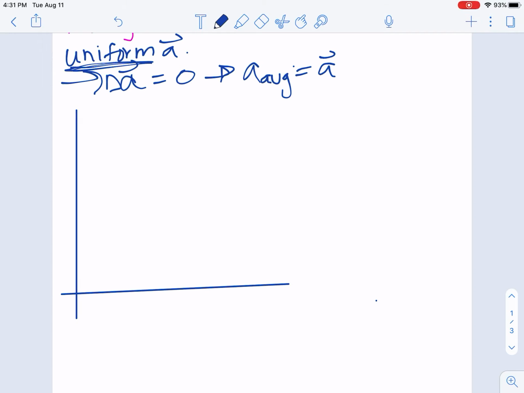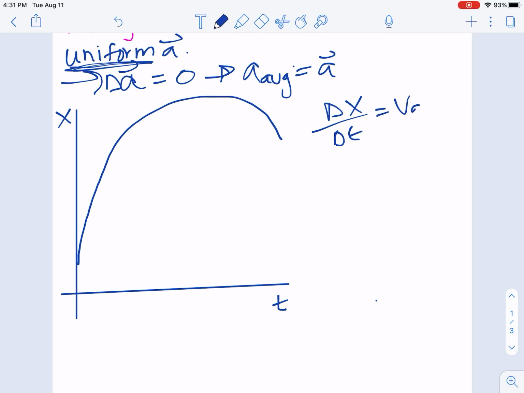All right, so this is going to be my x versus t graph, and I'm just going to sketch a parabolic shape in here. So you have learned in prior classes, and I even mentioned this in one of my other videos, that delta x over delta t is equal to v average. Now, you may have just learned in your prior classes that delta x over delta t is equal to v. But we're going to be really specific in saying that it's equal to the average.